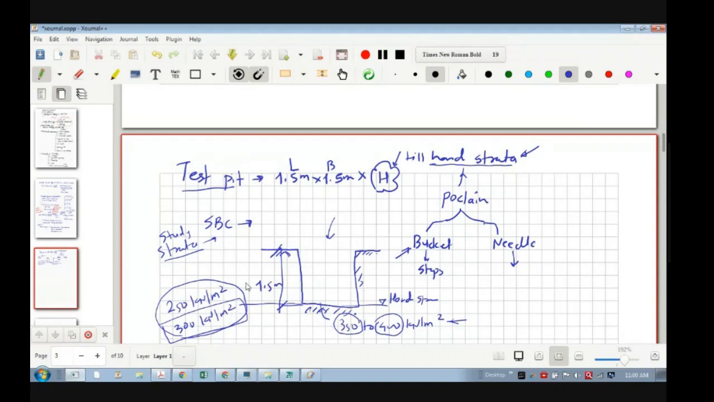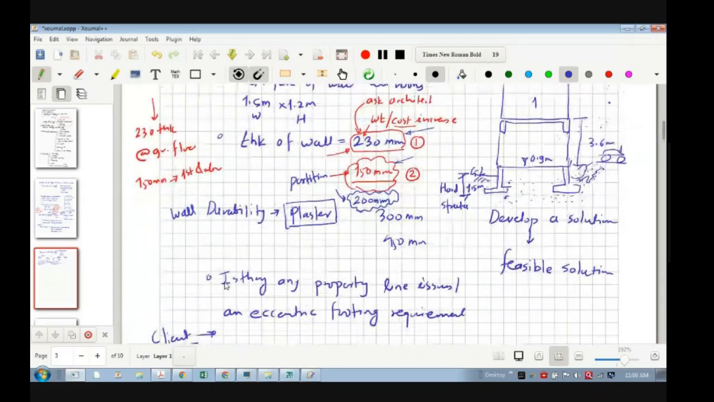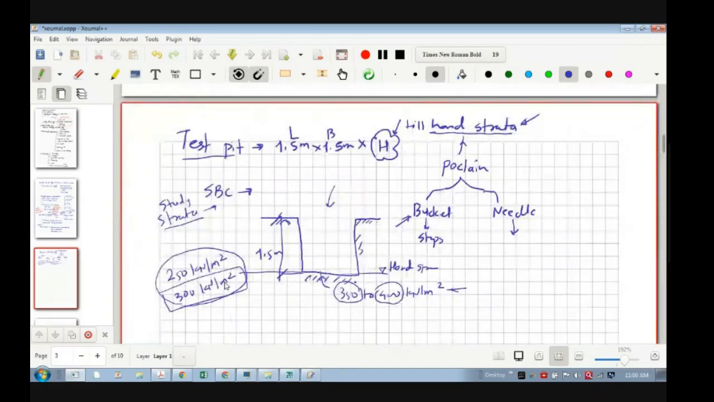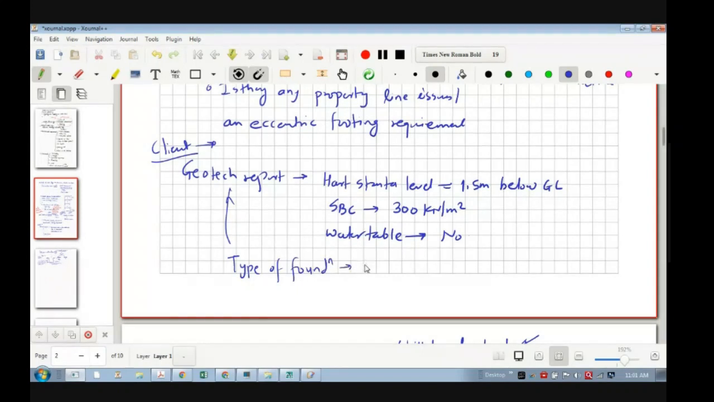So this is the geotechnical hard strata level I derived. And as it is a hard strata, we can take isolated footing for the project. So for this I needed that data. So what is the help of this type of foundation? Let's say isolated. Why am I deciding this? Because it is hard strata. This is quite a good SBC and the hard strata is near the ground level. We can say 1.5 is not a big number.